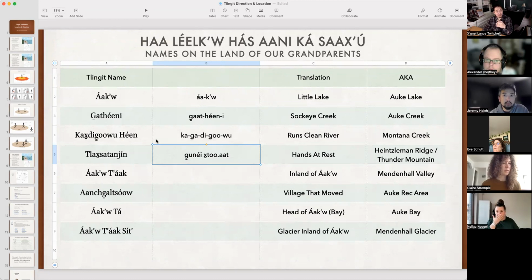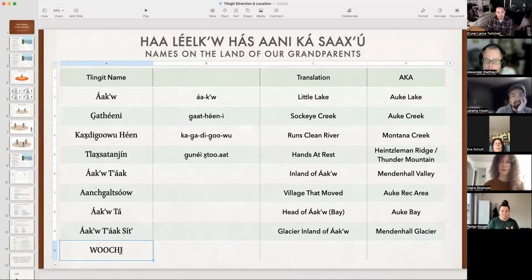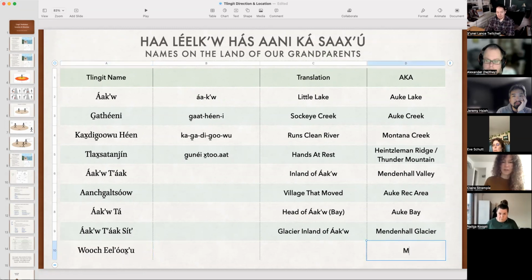And then it joins this larger one called Woosh Ichtuchuhin, which I'll put down here. And I'm not going to be saying the colonial names that have been put on these things, but I will write them over here.